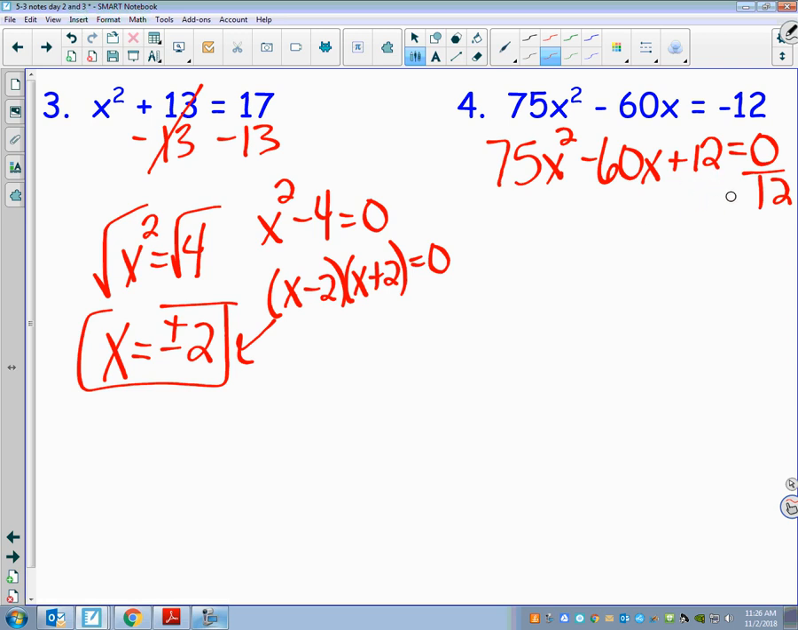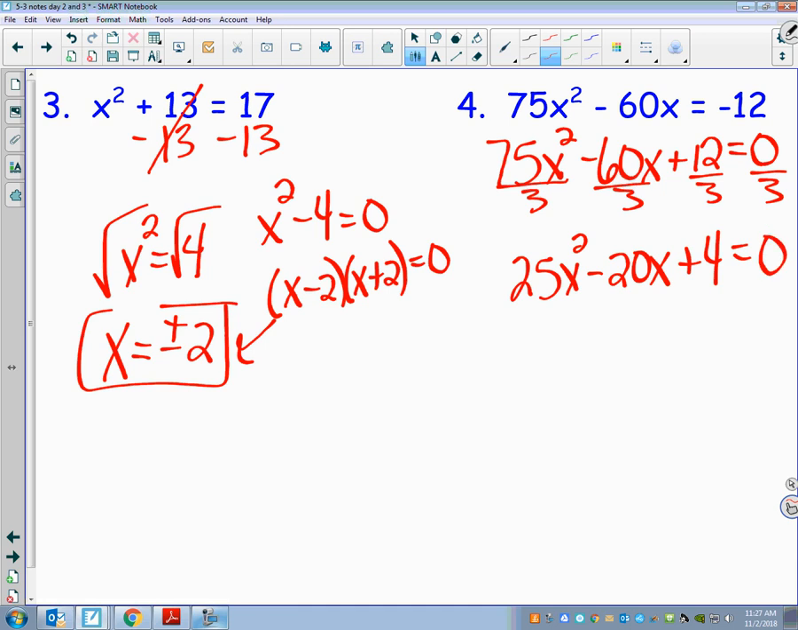So what is the GCF then? Only 3? 75? Yeah, okay. So I'm going to divide by 3. I don't want a decimal in my problem, so don't divide by something that's not the GCF. So that would give me 25x squared minus 20x plus 4 equals 0.